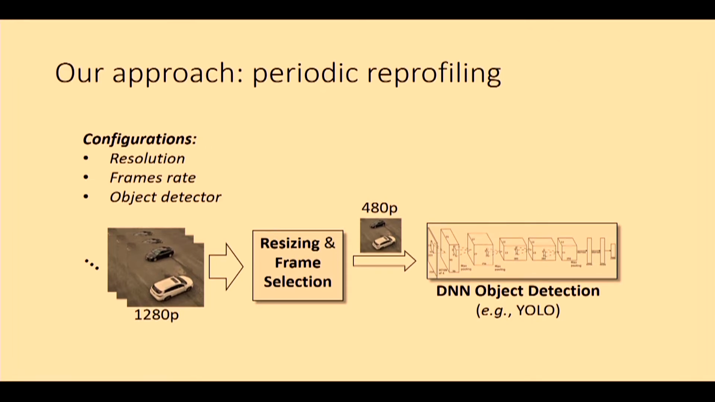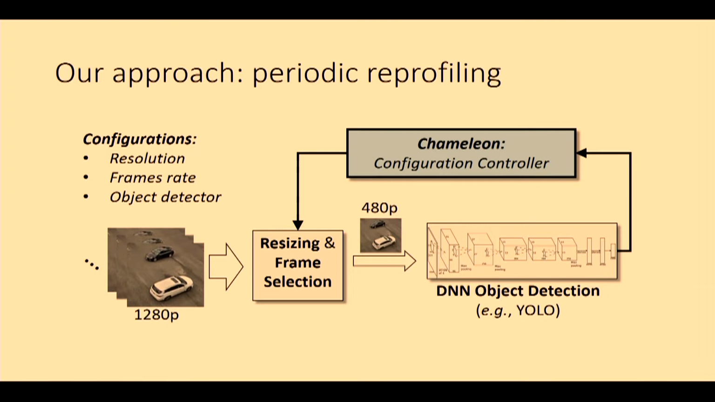So what do we mean architecturally? You have this pipeline here, and Chameleon is basically going to sit in this continuous loop and periodically reprofile the video content and tell you what knob values to use. It's going to continuously do this.